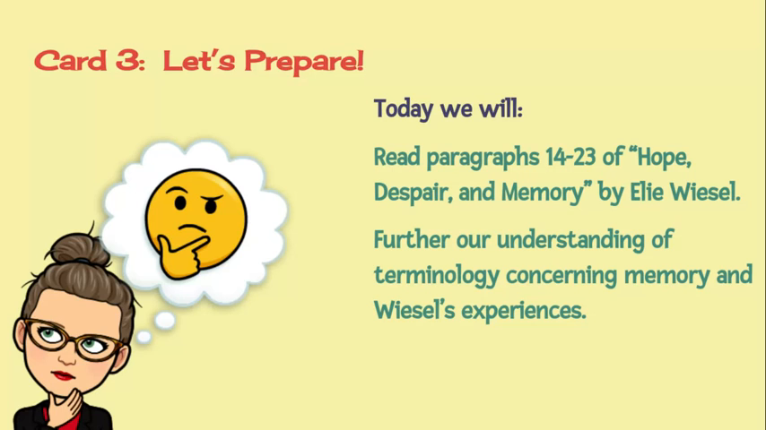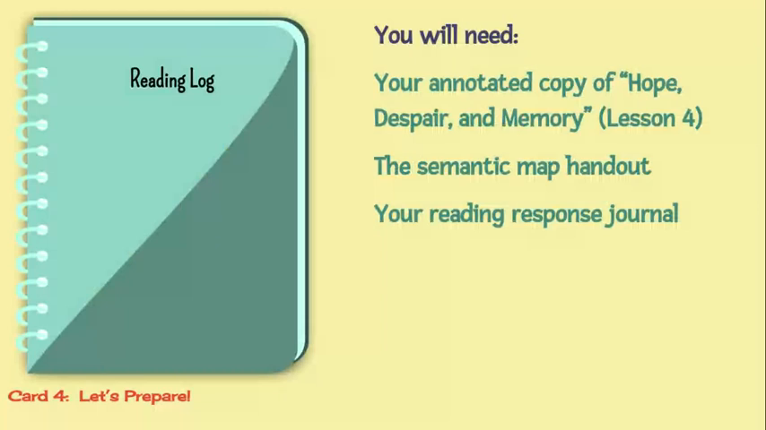To do this, and for this lesson, you will need your annotated copy of Hope, Despair, and Memory. This was posted back in the Lesson 4 post. You will also need your Semantic Map handout and your Reading Response Journal posted in today's post for this lesson.